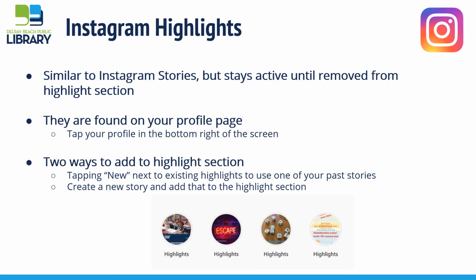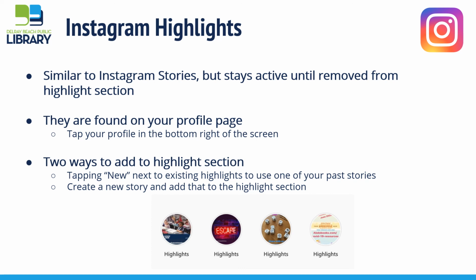So similar to Instagram stories, you'll have Instagram highlights. These are posts that stay active until you remove them from your highlights section. So where's your highlights section? If you go to the home page, if you click on your profile picture in the bottom right, you'll see your profile and you'll see highlights. As you can see in the example below, there are little bubbles that right now say highlights underneath them. You can change that name if you'd like, but for this example, they just say highlights on there. So these are posts that will stay there in that section until I get rid of them and delete them.